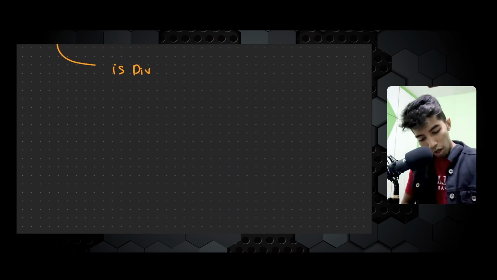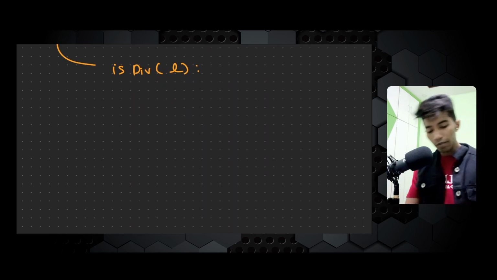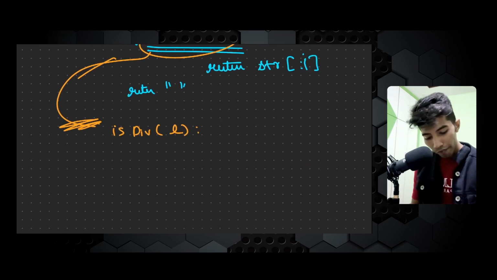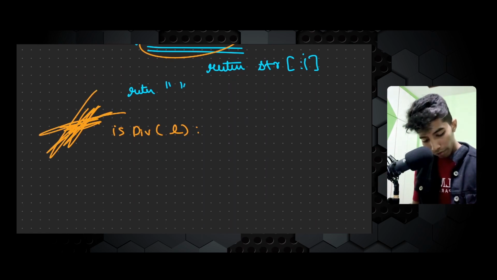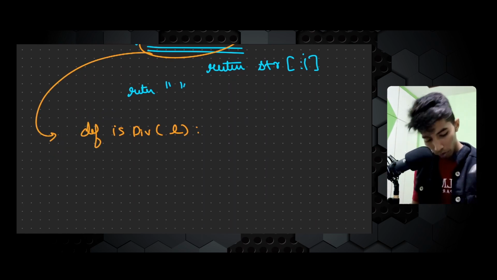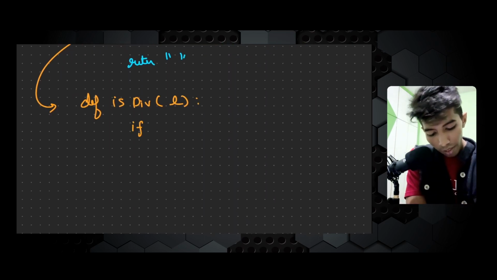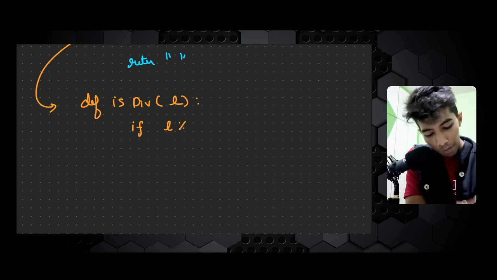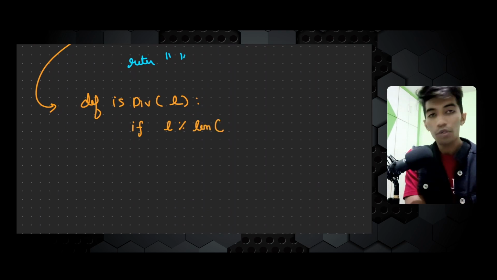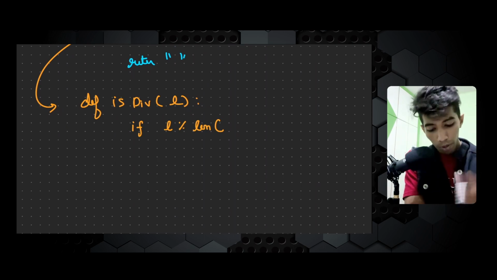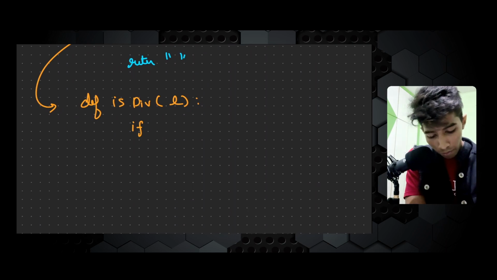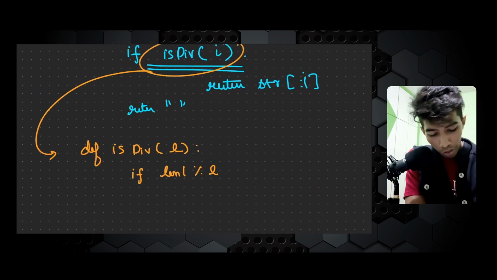So here we are passing the L. Now in Python we create a function by using def, so do not get confused by it. Def is divide. Now what are we doing? Now we'll be checking whether this particular L is divisible by the length of which length? Just see the question. We are saying not L. We will be checking whether my length 1 is divisible by L completely or not.